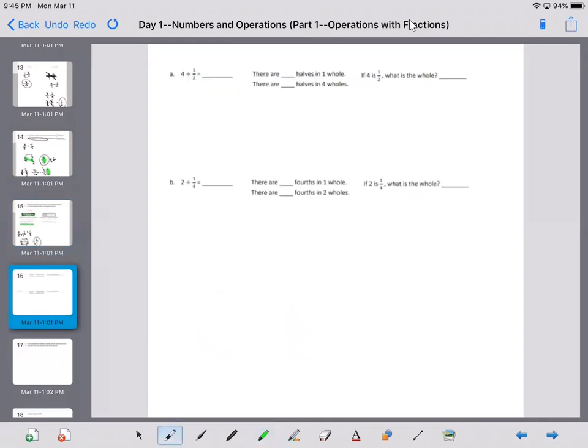So if we have 4 divided by a half, well, we're saying that there's 2 halves in 1 whole. Then there are how many halves in 4 wholes? So that would have to be 8 halves in 4 wholes. So this 4 wholes would hold 8 halves divided by 1/2, which would be 4. And so if 4 is half, in this case, then we would say 8 would be the whole.